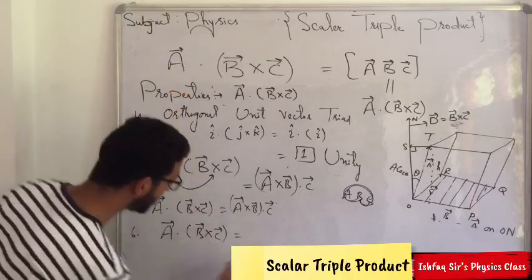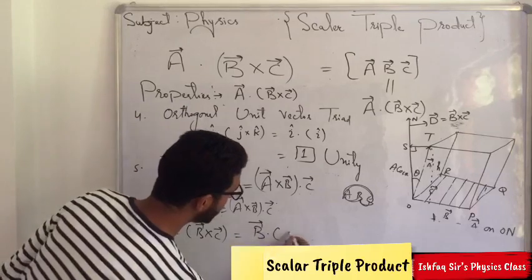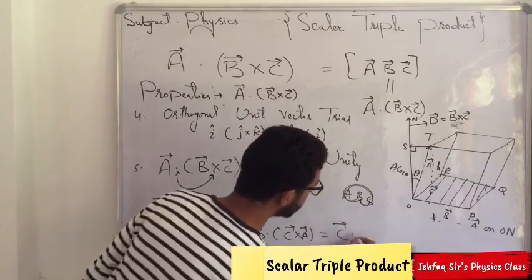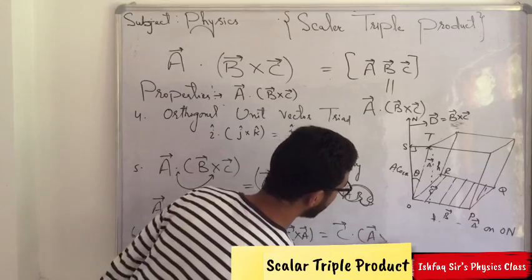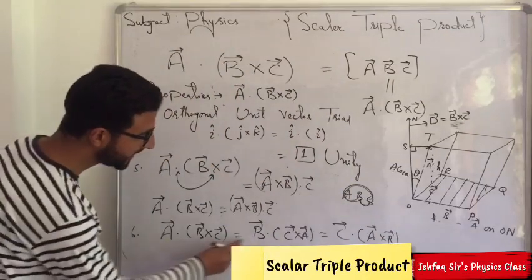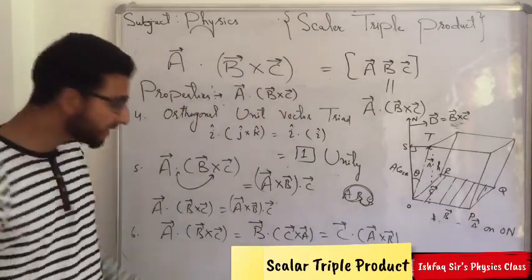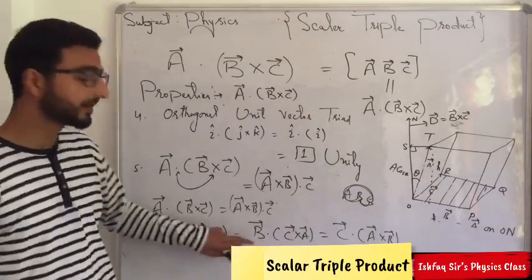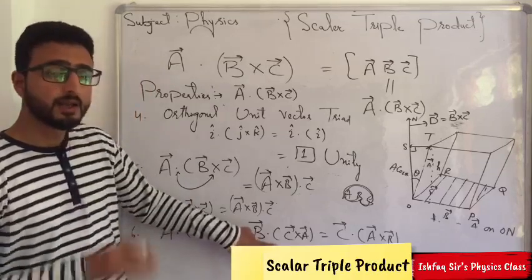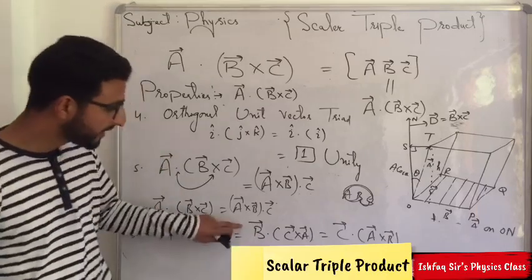Let me tell you what this means. A dot of B cross C is equal to B dot of C cross A, is equal to C dot of A cross B. This is the cyclic order. You can see A, B, C, then B, C, A, then C, A, B. If the cyclic order remains unchanged, then the scalar triple product remains unchanged. You can also verify this result after this very property. I mean, I am going to tell you one more property, then you can verify this result.